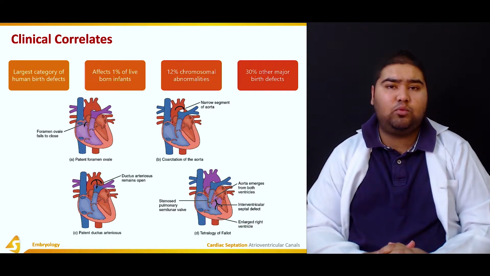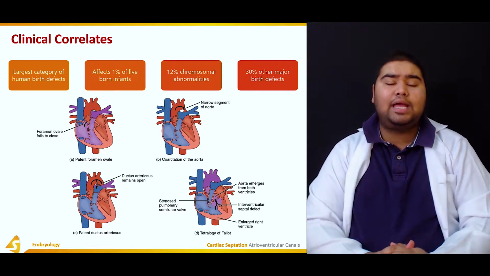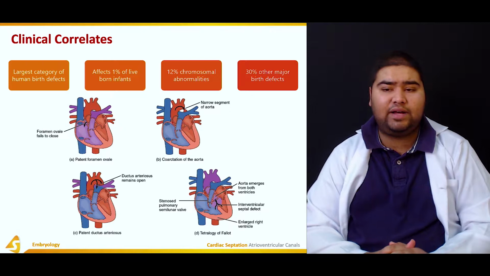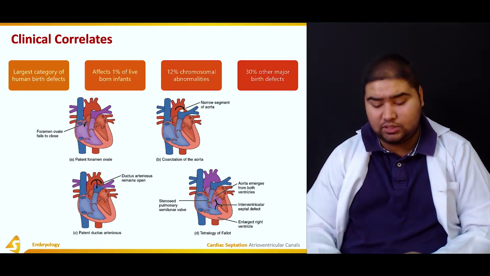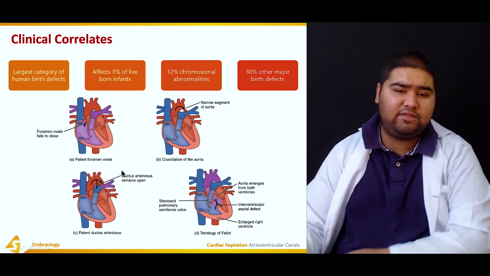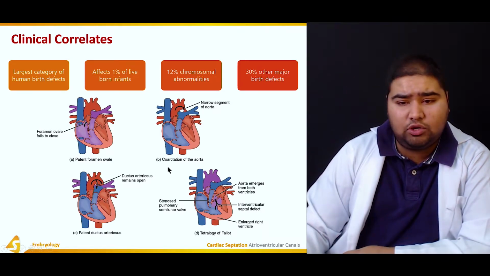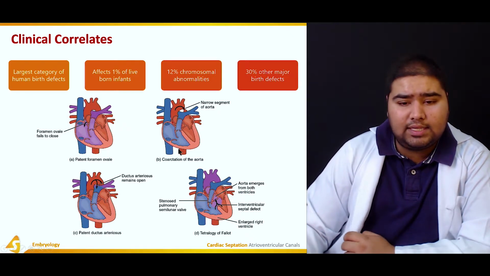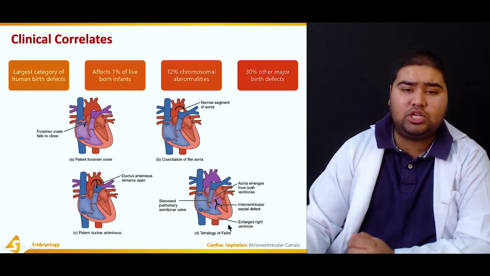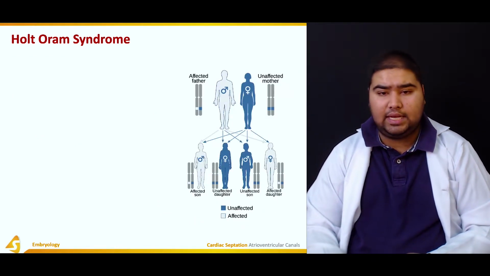12% of these 1% infants have chromosomal abnormalities, and 30% may have other major birth defects as well. So here you can see various cardiac defects. This is patent foramen ovale. This is coarctation of aorta. This is the patent ductus arteriosus. And this is tetralogy of Fallot. We'll be talking about all of these in detail now.